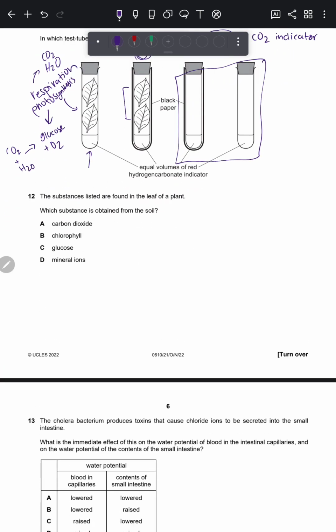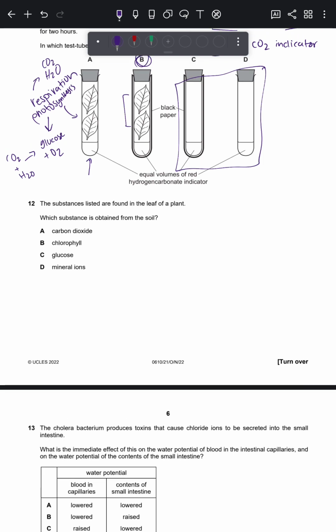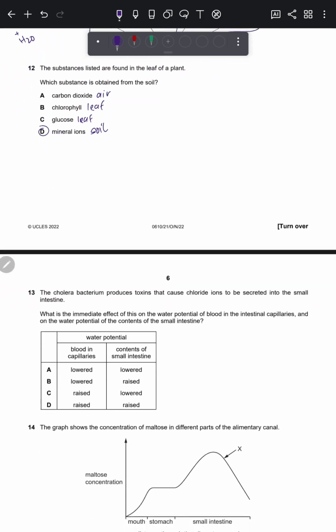12. The substances listed are found in the leaf of a plant. Which substance is obtained from the soil? Carbon dioxide from the air, chlorophyll is in the chloroplast, glucose is made at photosynthesis in the leaf. This is the air, this is leaf. Mineral ions are in the soil with water.